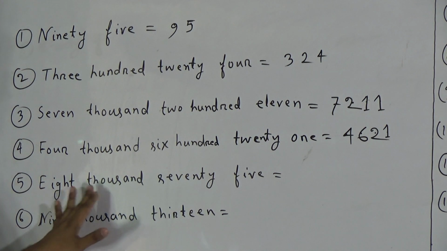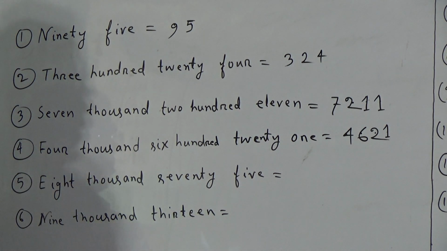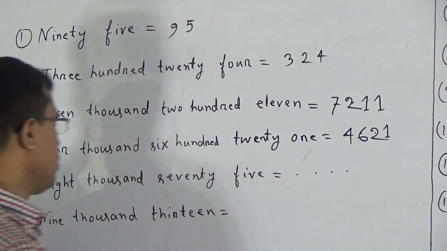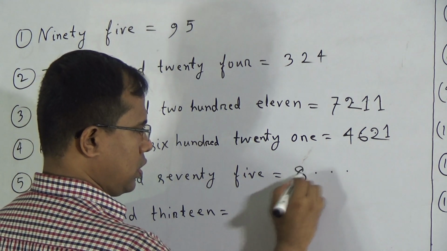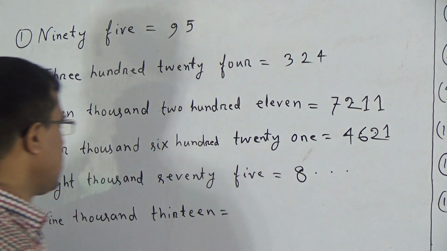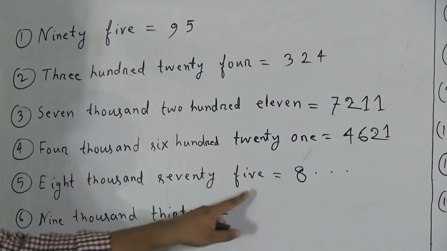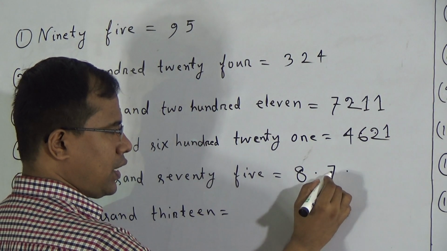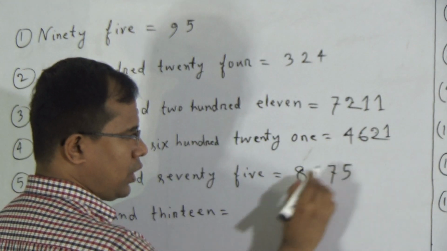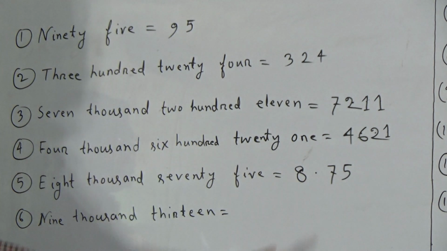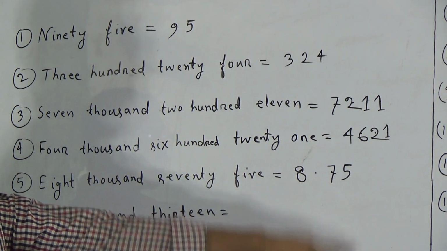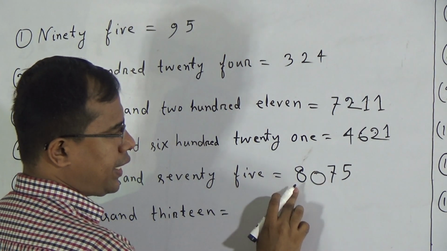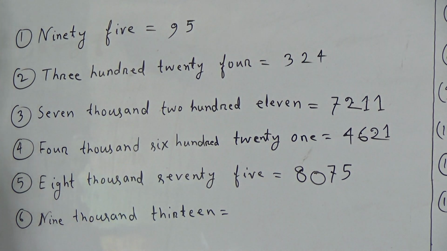8,075. Thousands place exists, that means total 4 places. 1, 2, 3, 4. In the thousands place we will write 8. 8,000, then 75. In the tens place we will write 7, and in the ones place we will write 5. Here the hundreds place is blank, and in this blank place we have to write 0. 8,075.